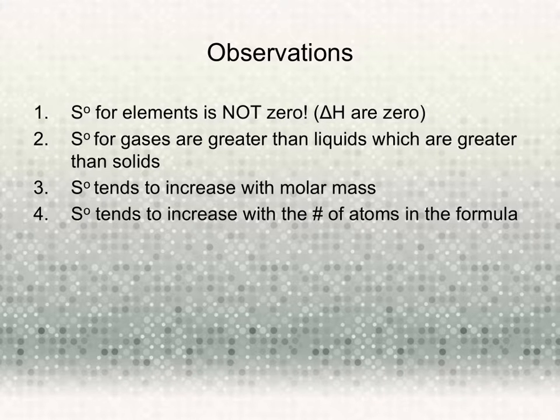Okay, looking at the molar mass. And then entropy will also tend to increase with the number of atoms in the formula. Just like molar mass would increase with the number of atoms, you also can say that if you have 5 atoms versus 2, the entropy would be bigger for the substance with the 5 atoms.